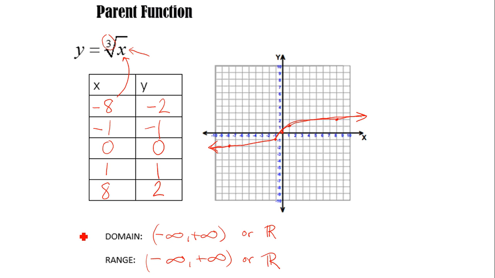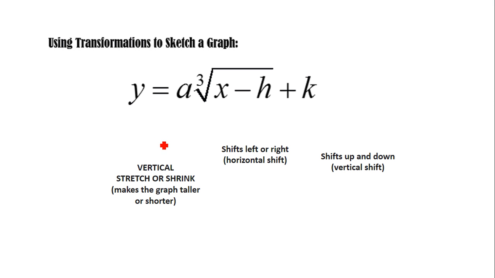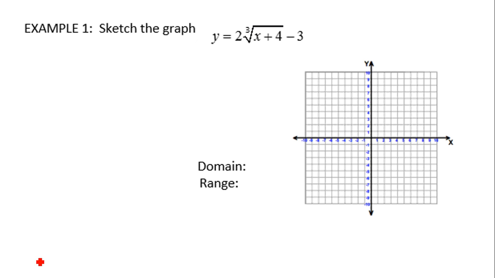So we have a parent function graph here, and this is what all of the cube root graphs should look like. So let's take a look again at how those transformations work. It's the same thing, now just a cube root. So still in front, our vertical stretch or shrink, making it taller or shorter. Inside, moving it left or right. Outside, moving it up or down. Let's take a look at how that works on 3 examples here in this a little bit shorter video, okay?